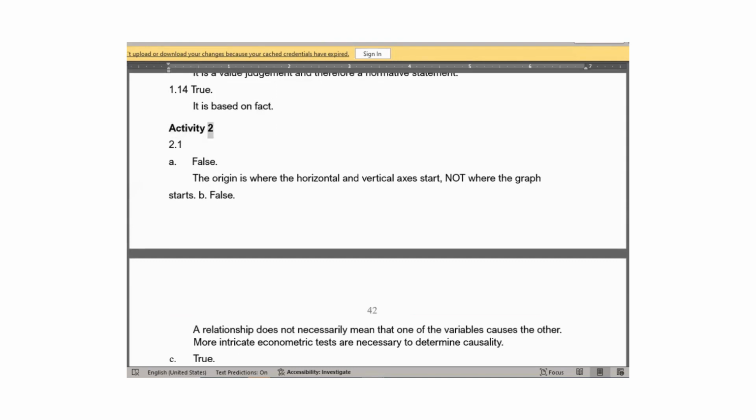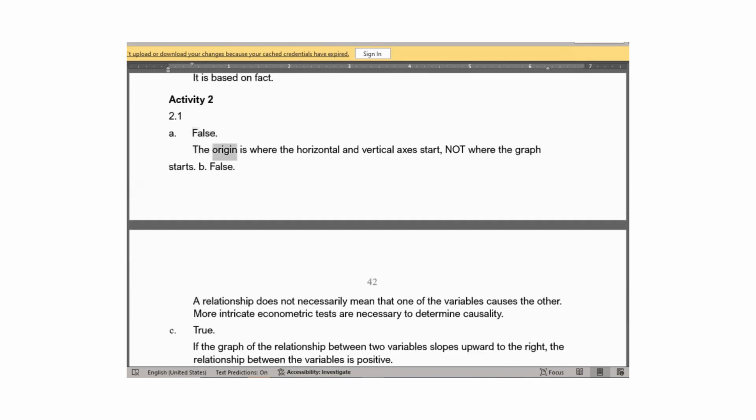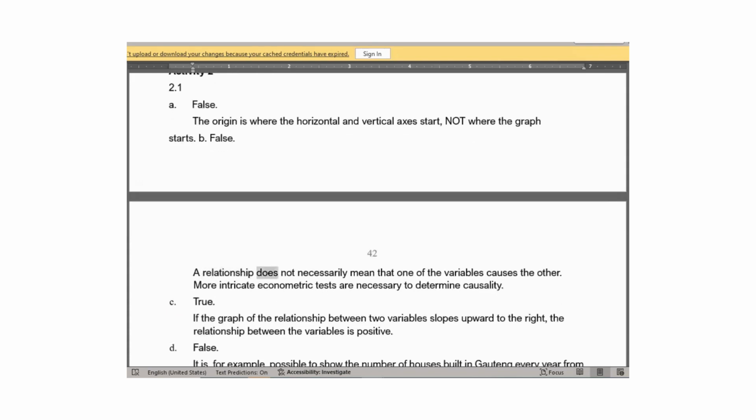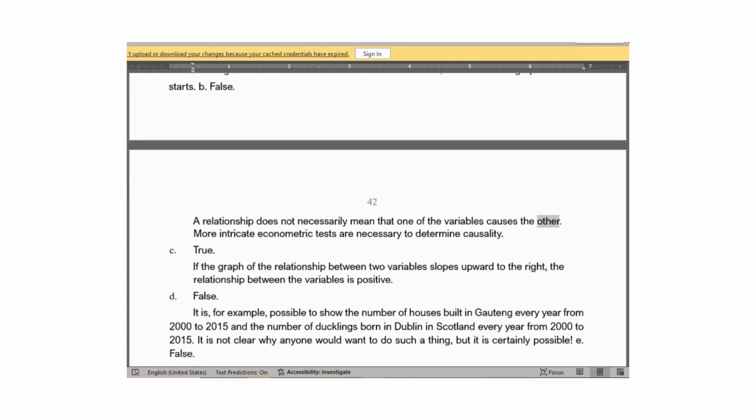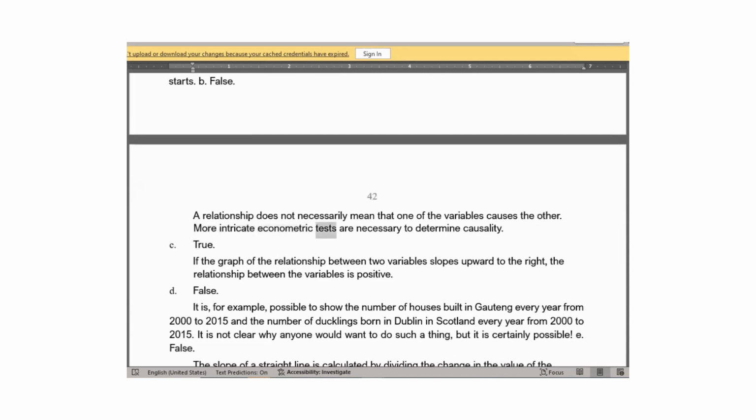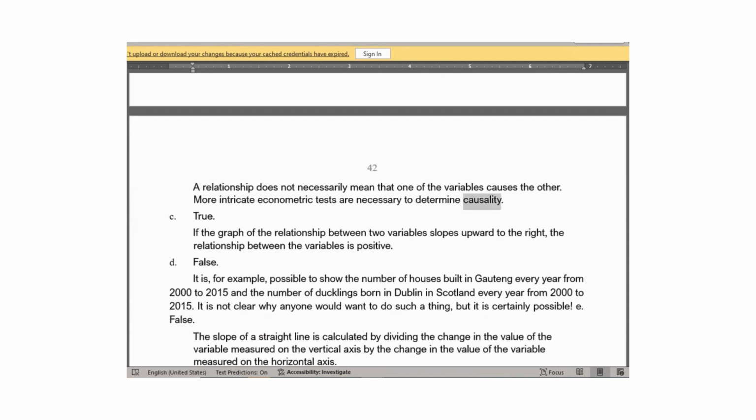Activity 2. 2.1 A. False. The origin is where the horizontal and vertical axes start, not where the graph starts. B. False. A relationship does not necessarily mean that one of the variables causes the other. More intricate econometric tests are necessary to determine causality.